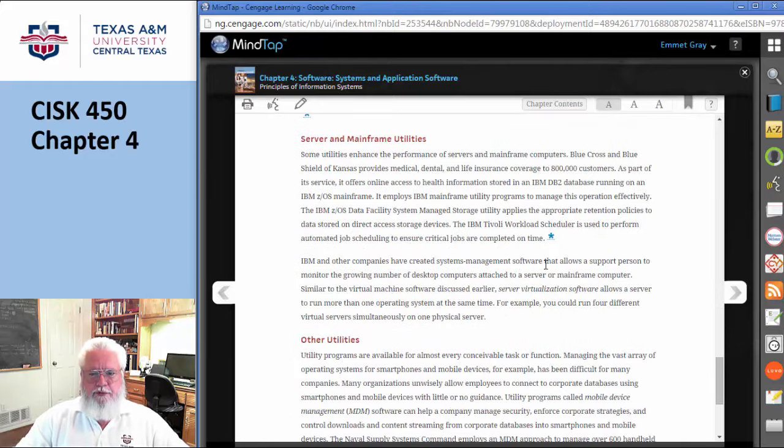Then we have server and mainframe utilities. Well, now we're getting off into the weeds here, but if I have a system set up and I'm running my accounts payable on there, I probably need some sort of a utility that periodically looks to make sure that my accounts are in order and those kinds of things. The hardware and the software and the networking is all operating normally.